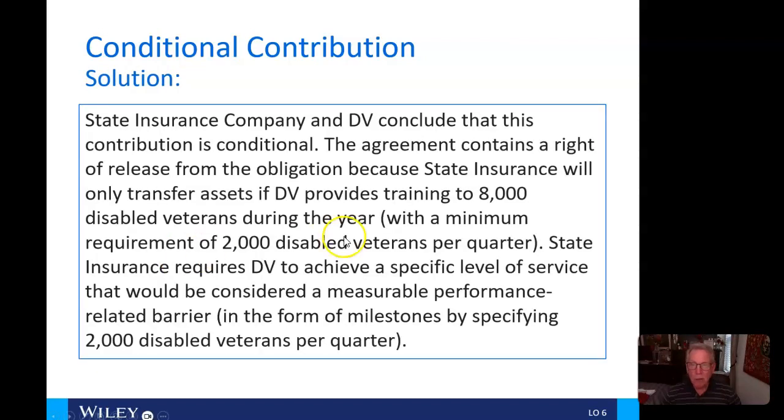And I think fairly obviously that it is conditional. The agreement contains a right of release from the obligation because state insurance will only transfer assets if DV provides the training to 8,000 disabled veterans during the year, with a minimum requirement of 2,000 disabled veterans per quarter. State insurance requires DV to achieve a specific level of service that would be considered a measurable performance-related barrier in the form of milestones specifying the 2,000 disabled veterans per quarter.